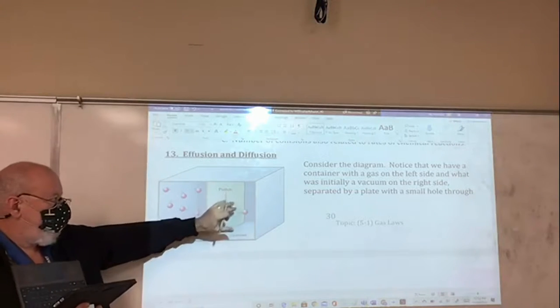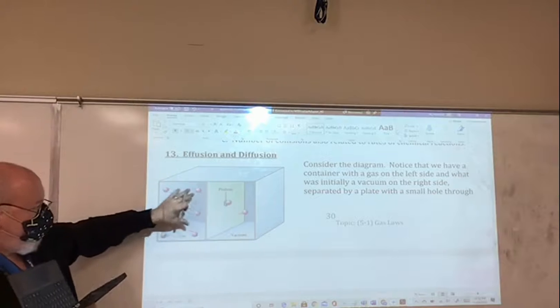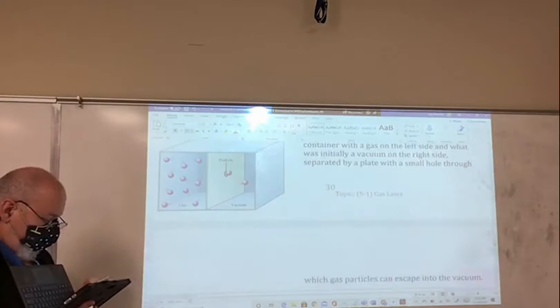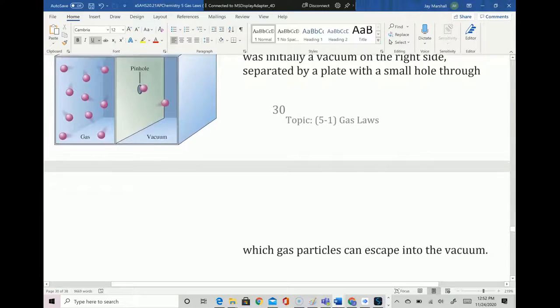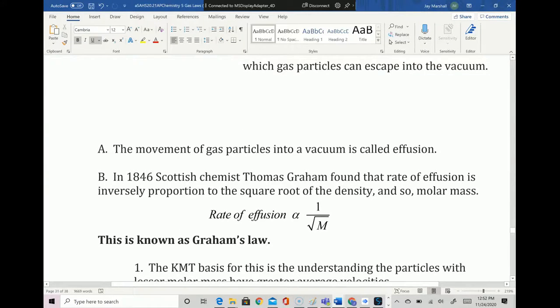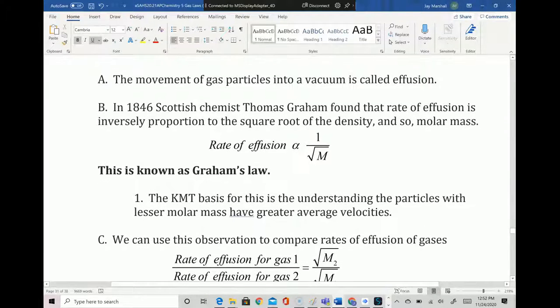And so since there's no pressure in there, there's going to be a pressure gradient that's going to try and push particles through that hole there. Okay, and so we have this plate with a small hole where gas particles can escape into this vacuum. And the movement of gas particles into a vacuum is called effusion. And that's different than diffusion. Diffusion is where particles move through other gas particles. Effusion is where particles move into a vacuum.